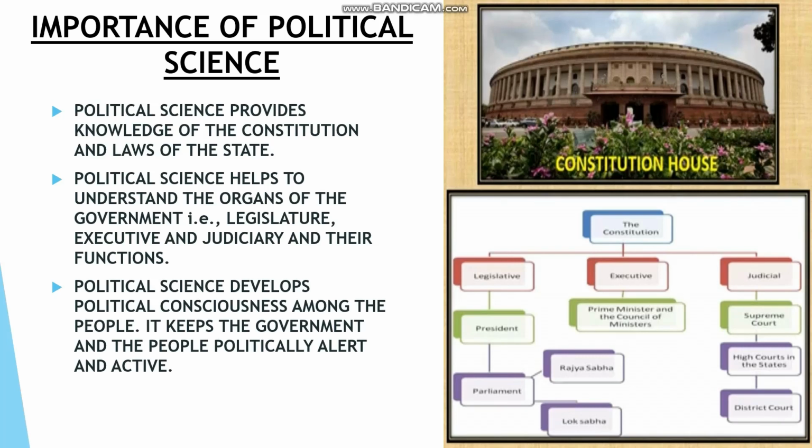If the people have political science knowledge, the knowledge of political science makes the people conscious about political activities. If the government is making any new policies or framing new laws, people having political science knowledge can understand the benefits of it as well as the disadvantages of it. So once they have the knowledge of it, even the ruling government and the common people also become active and alert.